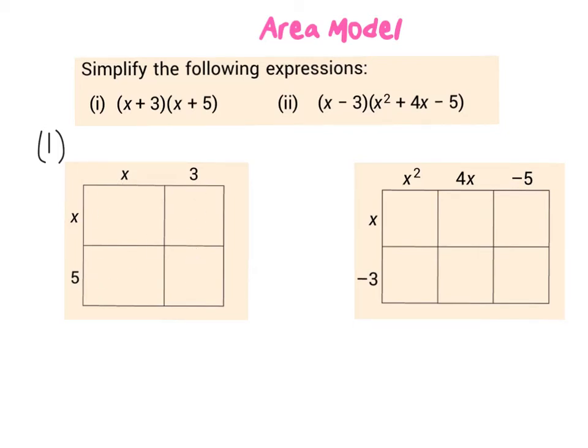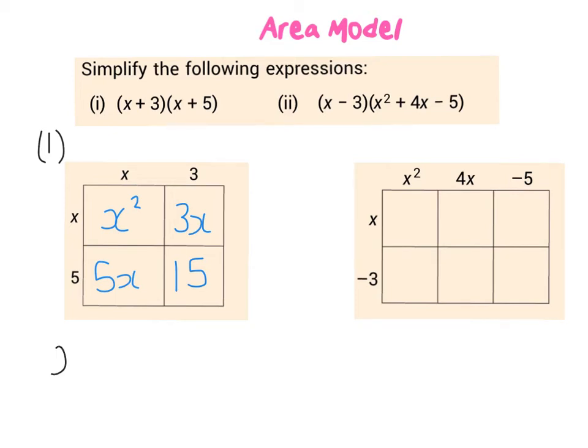Another word for this is called box multiplication. So we say that x by x will always give you x squared, and 5 by x is always 5x. Then we take x by 3 and we say that is 3x, and 5 by 3 is 15. And we take each box and we write it again at the bottom.